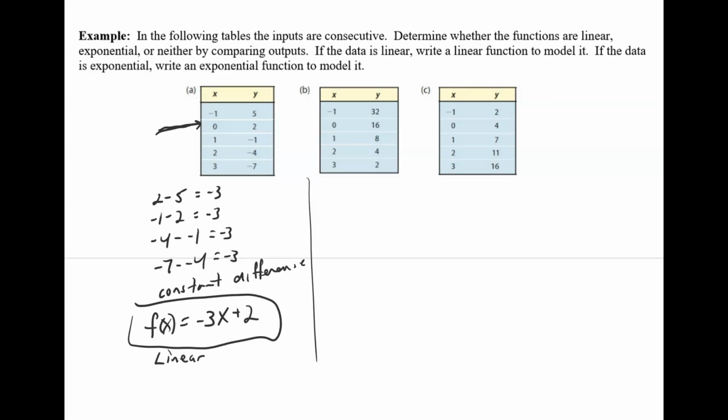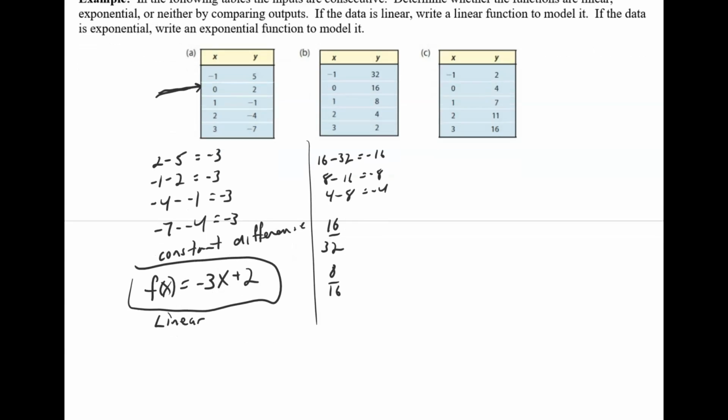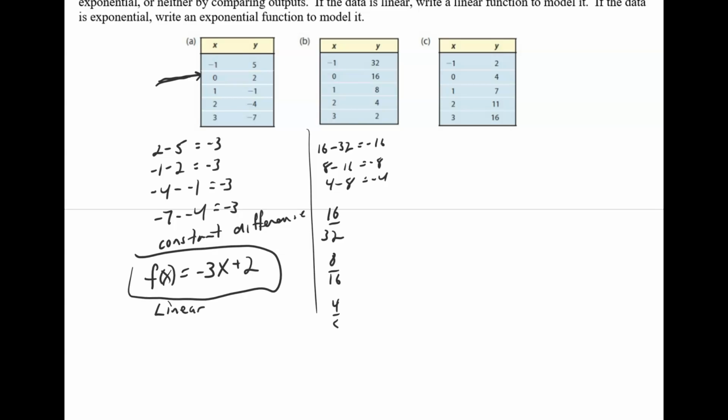So we'll try linear. So looking at this, I would do the same thing. I would do 16 minus 32, 8 minus 16, 4 minus 8, and they're all different, right? -16, this one is -8, this one is -4, so they're not the same. So let's try to look at the ratios. So we have 16 over 32, we have 8 over 16, 4 over 8, and 2 over 4. And they're all equal to 1/2.